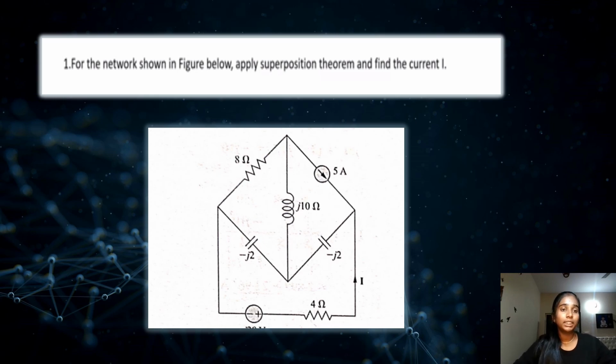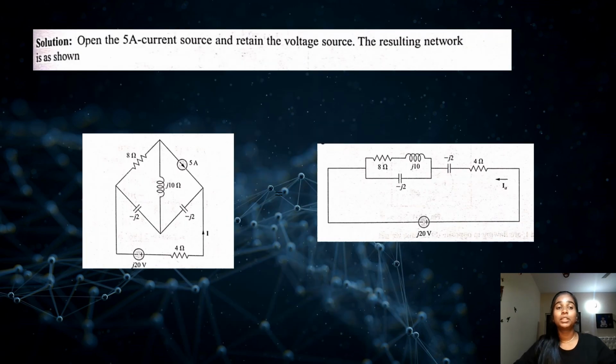So the question we have here is: for the network shown in the figure below, apply the superposition theorem and find the current I. We have a resistor of 8 ohms, a current source of 5 amperes, an inductor of j10 ohms, a capacitor of minus j2 and another minus j2, a resistor of 4 ohms and a voltage source of minus 20 volts. The solution for the above problem is we need to open the 5 ampere current source and retain the voltage source.